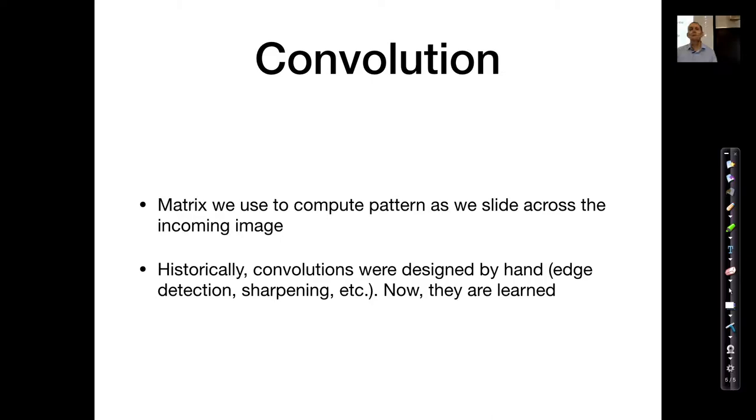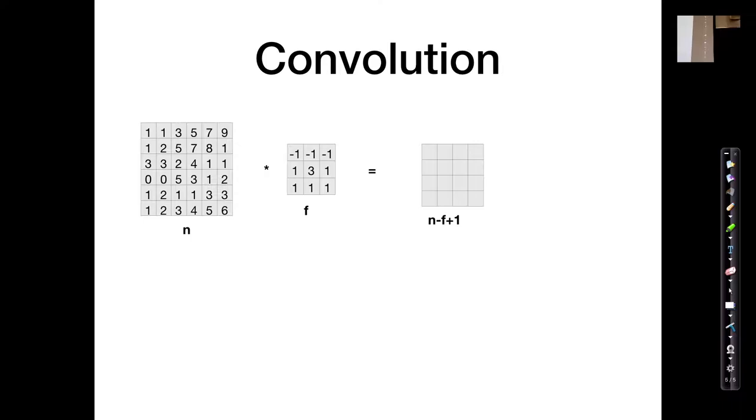Historically, we did these by hand. We don't do that anymore, at least in deep learning. Some of the vision people might still, but pretty much it's been taken over by deep learning. So here we've got an example. We've got n, which is our initial input size. F is the size of our convolution. And we end up with an output of size n minus f plus 1.